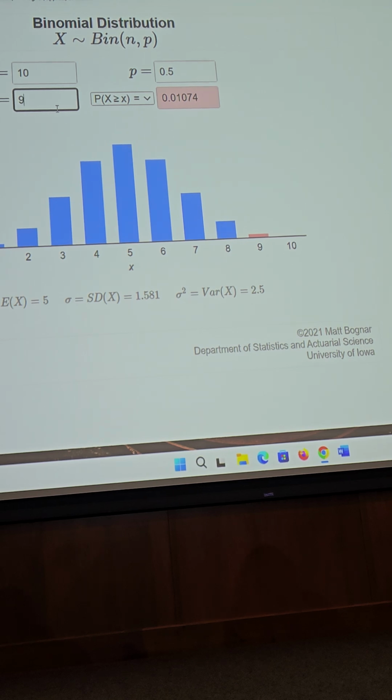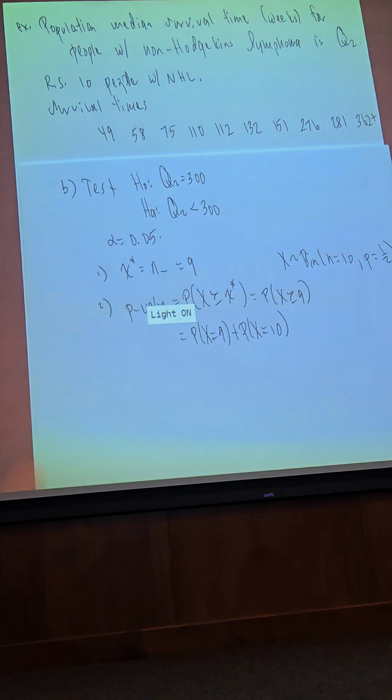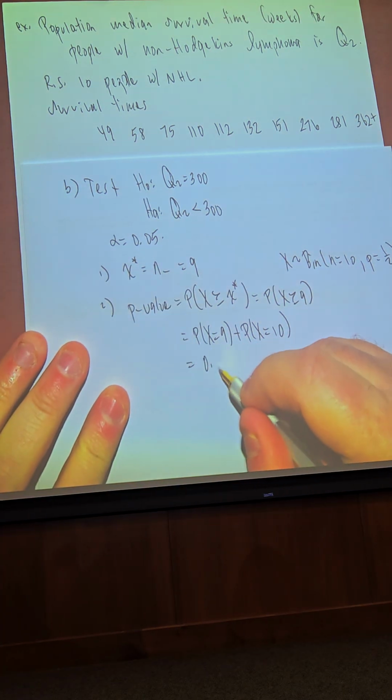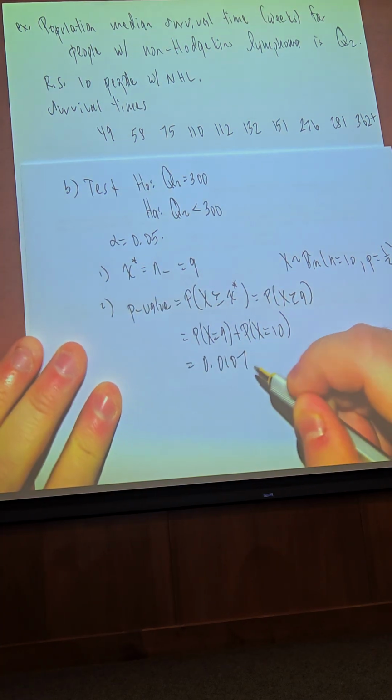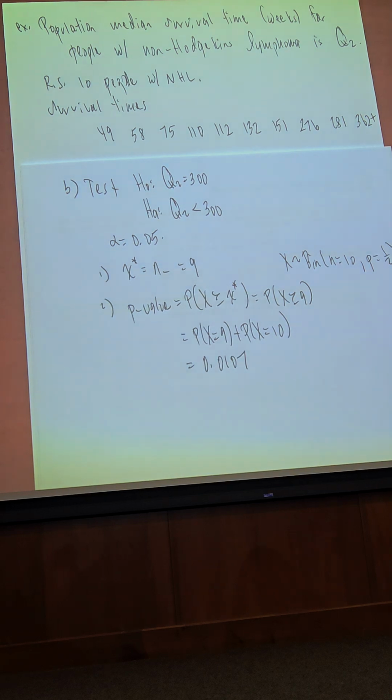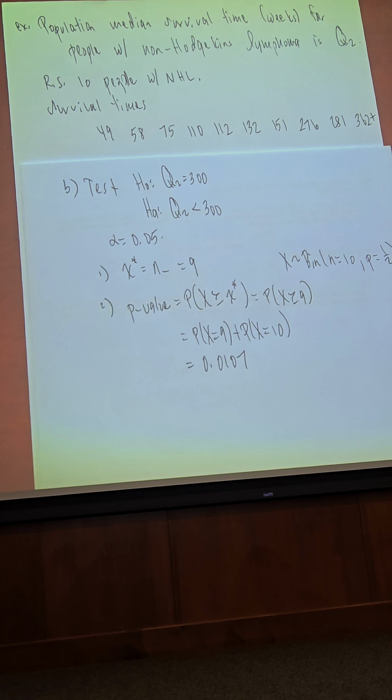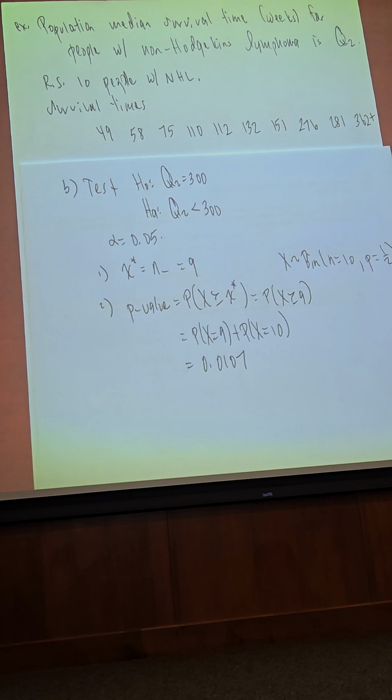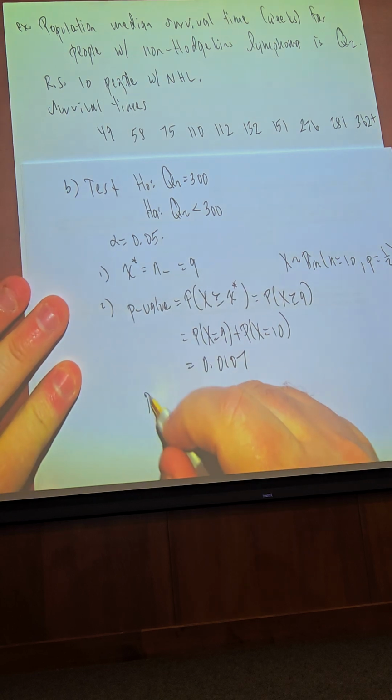So this guy is 0.0107 for my p-value. Okay. Do I reject or not in this case? Is alpha 0.05? Is my p-value less than alpha? Totally is. Do I reject therefore? We're going to reject, of course. Good. So we're going to reject the null hypothesis.